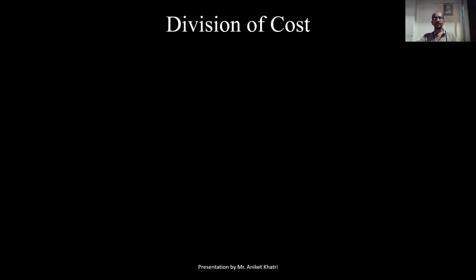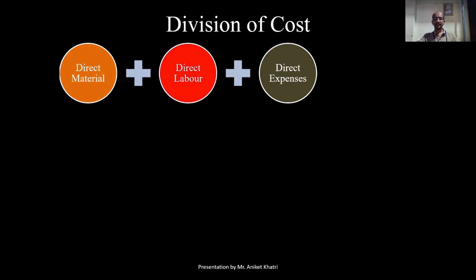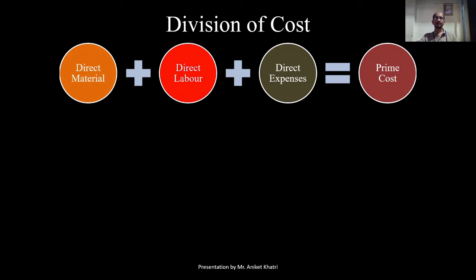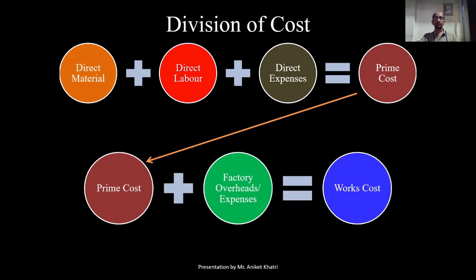So a very important thing as far as our preparation of cost sheet is concerned is the division of cost. Whatever we have seen till date, we have to sum up in this division of cost. So first we have seen element-wise classification, right? In that we have seen material, the direct material, we have seen labor, in that also direct labor, and we have seen expenses also. So all these direct expenditure, when we add up, will be our prime cost. Then to this prime cost, we need to add factory overheads or factory expenses.